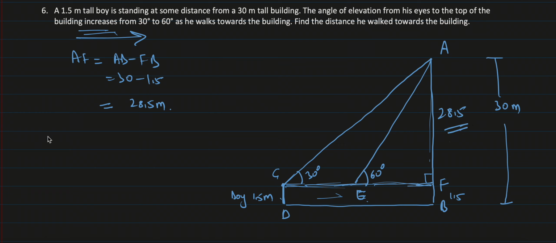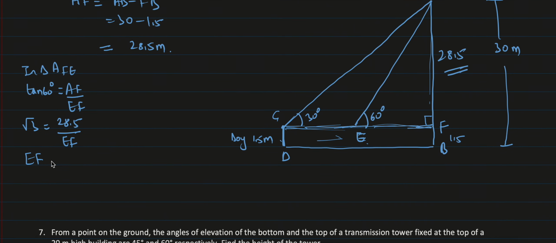Let us consider first triangle now. In triangle AFE, what do we have? Tan 60 degree equals AF by EF. So root 3, AF is 28.5 and EF below. So what will be EF from here? EF will be 28.5 by root 3. So we can rationalize the denominator and check what we get. 28.5 root 3 by 3, you cancel it out, you will get 9.5 root 3 meter. So this point comes out to be 9.5 root 3.